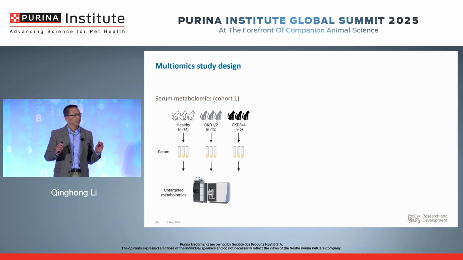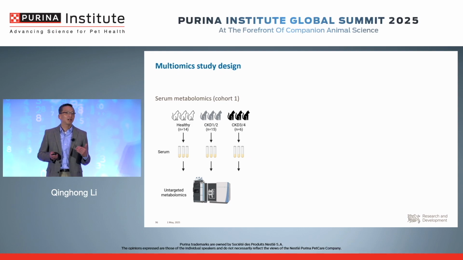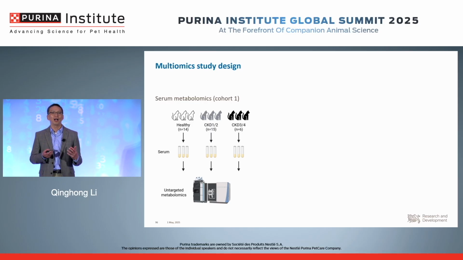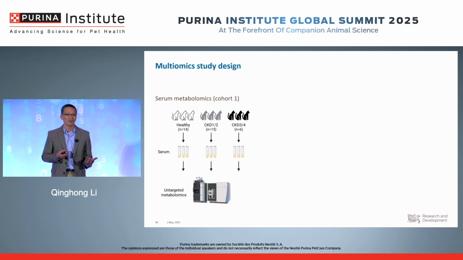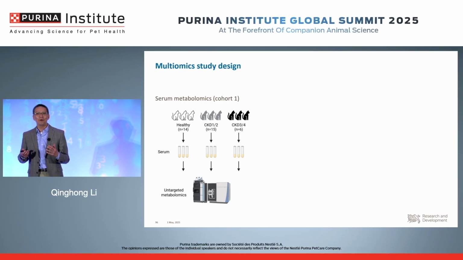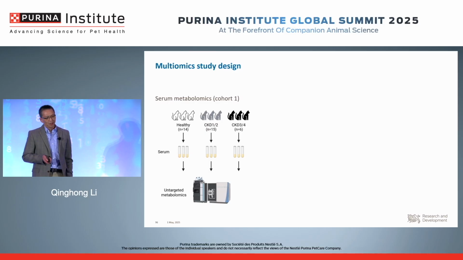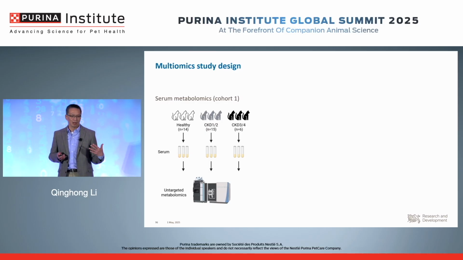This shows you briefly the study design. In the study, we enrolled 2 cohorts of cats. In cohort 1, there are 35 cats divided into 3 groups: the healthy control, CKD 1 and 2, and CKD 3 and 4. We combined IRIS CKD stage 1 and stage 2 together because we don't have enough stage 1 cats, and stage 3 and 4 combined. Serum samples were collected from these cats and subjected to untargeted metabolomics.